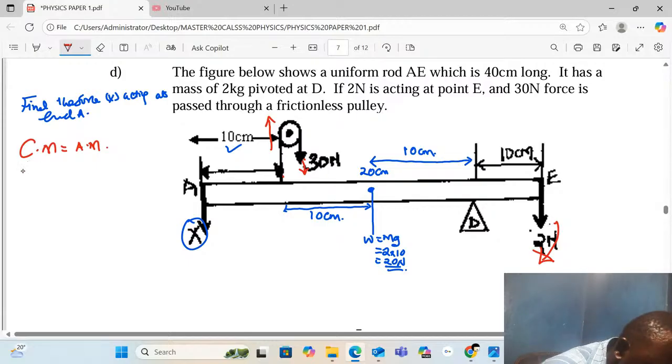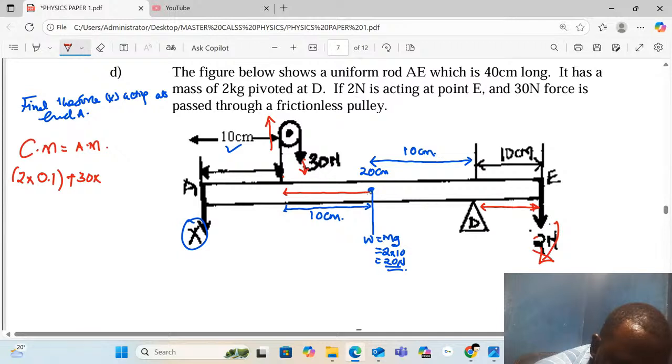So we'll say 2 newtons times the perpendicular distance from the pivot here, which is 10 centimeters, equivalent to 0.1 meters, plus the second force, which is 30 times the perpendicular distance. From here all the way to the pivot, it will be 10 plus another 10. This comes to 20 centimeters, which is equivalent to 0.2 meters.